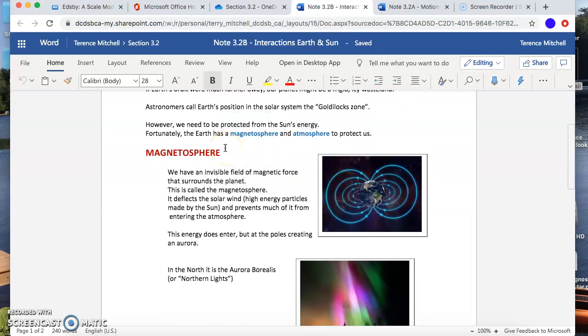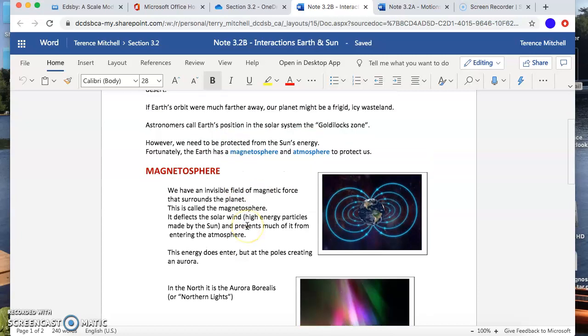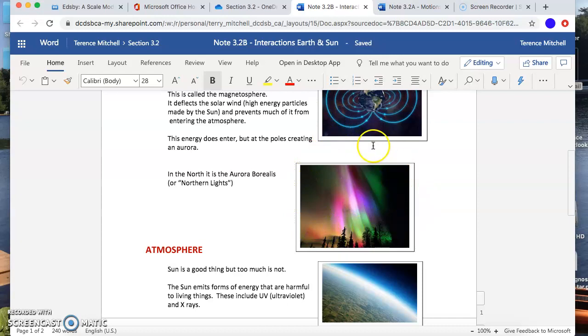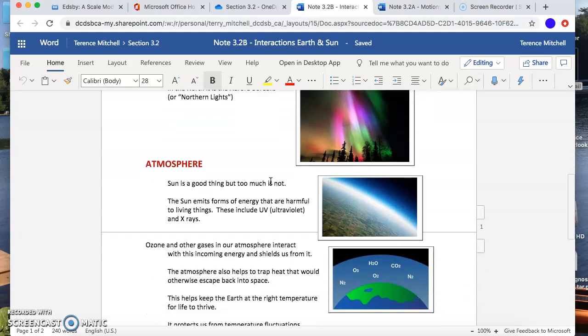The magnetosphere. We also have an invisible field of magnetic force that surrounds our planet called the magnetosphere. And it deflects solar winds coming from the sun and prevents them from entering the atmosphere. Some of this energy does enter, but at the poles, and it creates what is called an aurora. Some of you may be familiar with the Northern Lights, otherwise known as the Aurora Borealis. This occurs in the Northern Hemisphere, the closer you get to the North Pole. And it also happens in the Southern Hemisphere, down by the South Pole, and is called the Aurora Australis.